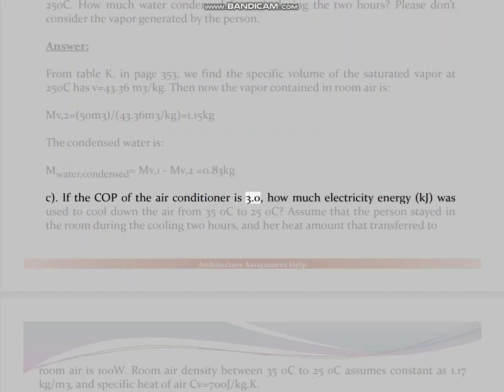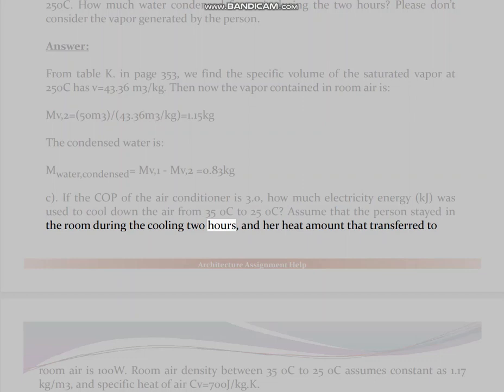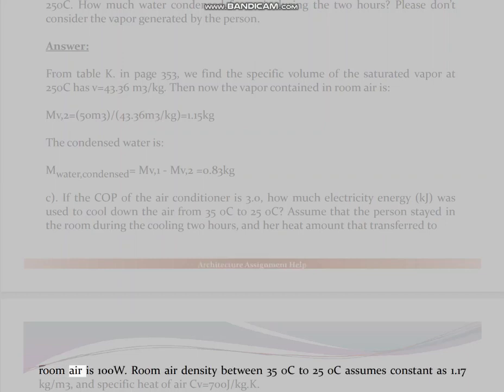C. If the COP of the air conditioner is 3.0, how much electricity energy, kJ, was used to cool down the air from 35 °C to 25 °C? Assume that the person stayed in the room during the cooling 2 hours, and her heat amount that transferred to room air is 100 W. Room air density between 35 °C to 25 °C assumes constant as 1.17 kg/m3, and specific heat of air Cv equals 700 J/kg.K.